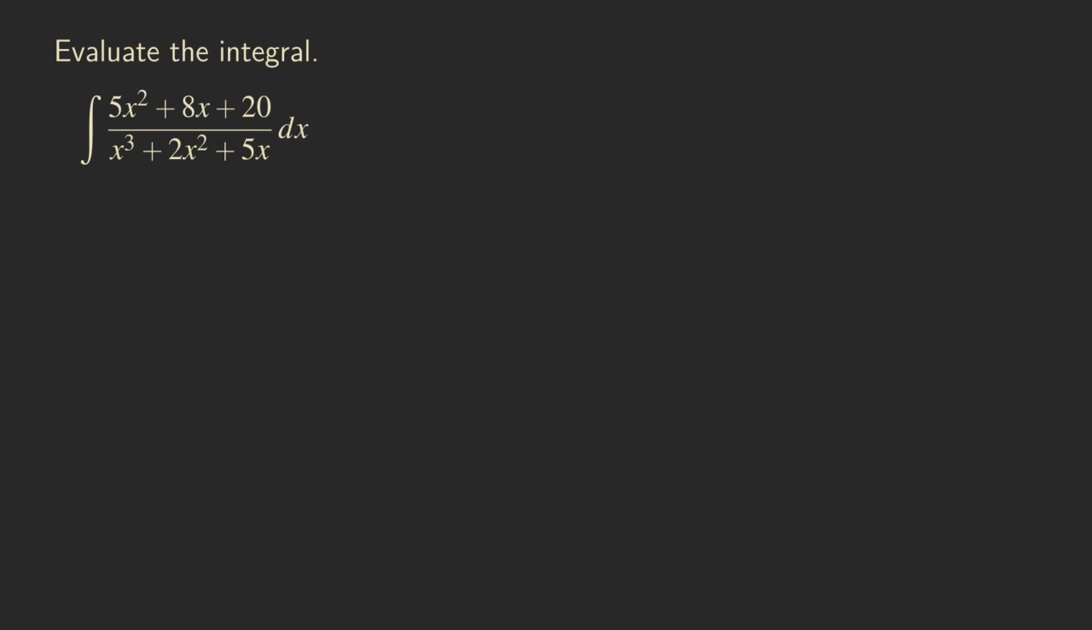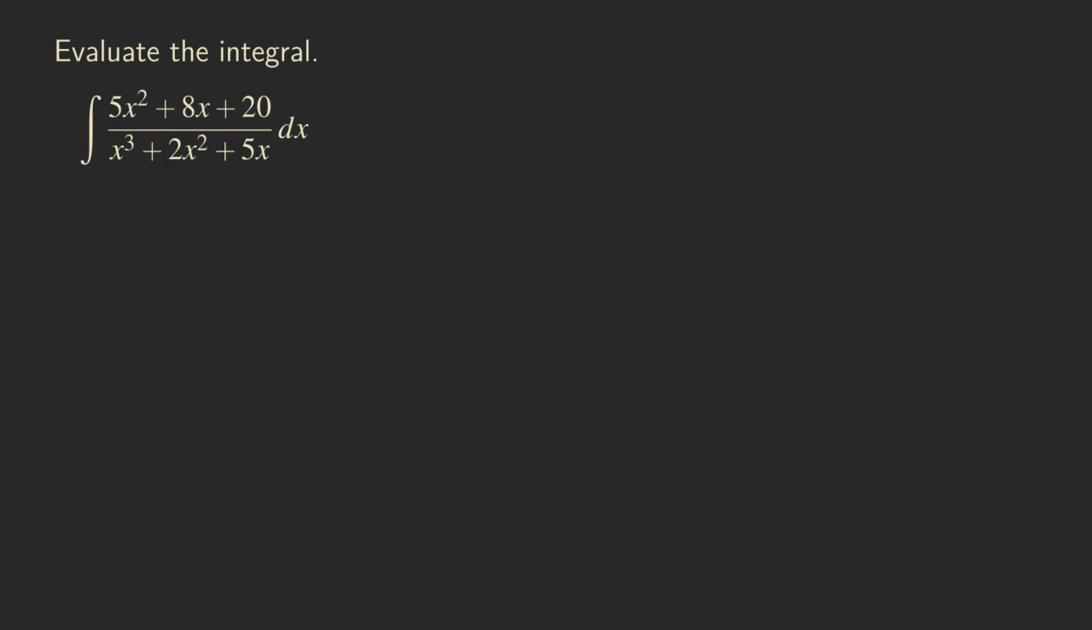Hello everyone, let's look at this rational function integral. So we have a rational function here, and usually the way that we integrate this kind of function is that we are going to use partial fraction decomposition. So we are going to decompose this rational function into the sum of fractions. And then because those fractions become simpler, we should be able to integrate those fractions directly.